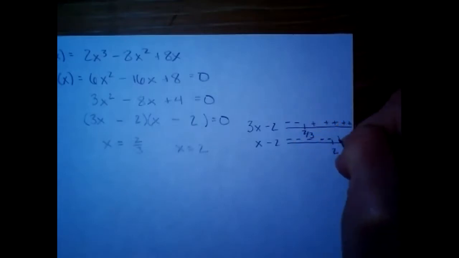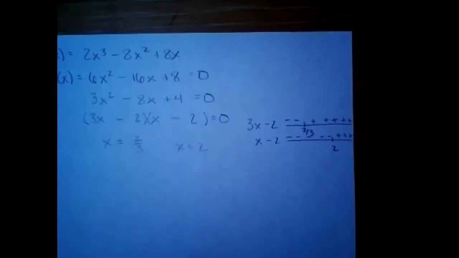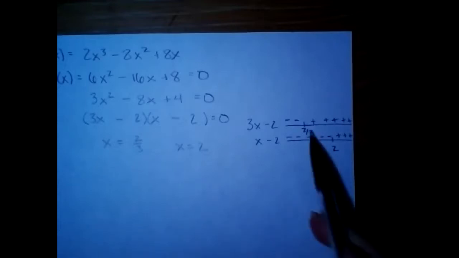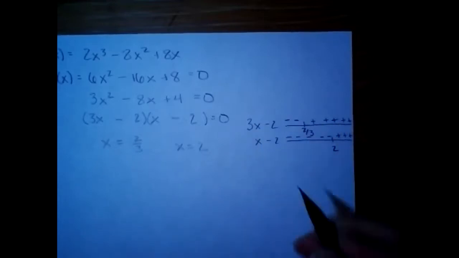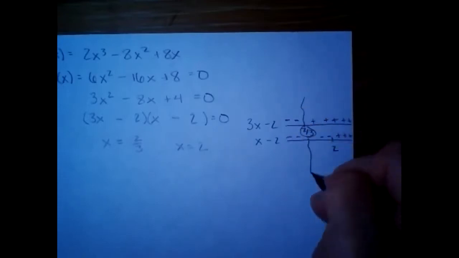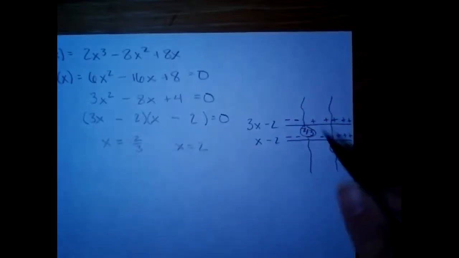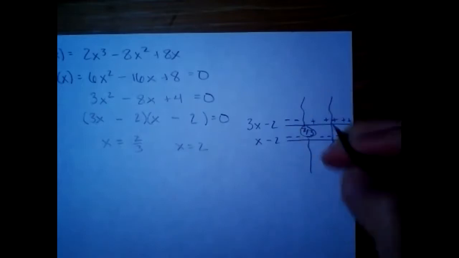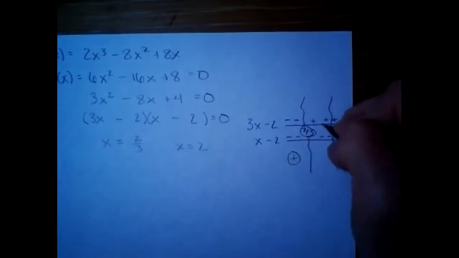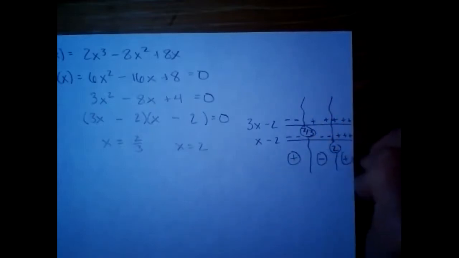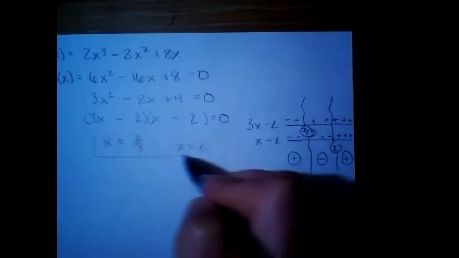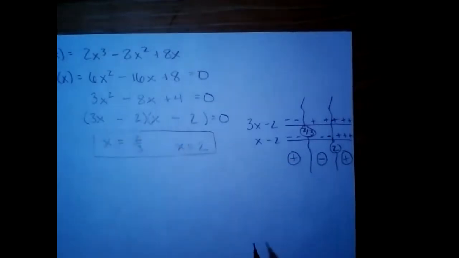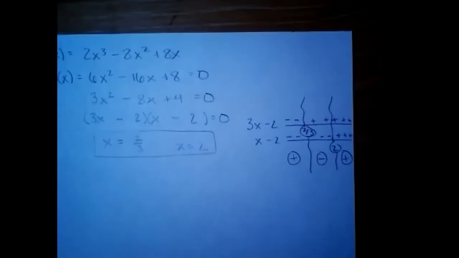And if that bothers you, you can always pick a test number. Pick a number to the left of 2/3, to the right of 2/3, plug it in and see what you get. If we split up our number line, here we have a negative times a negative, which will be positive. The middle section will be negative, and then this will be positive. So since they both have a change, they are both indeed inflection points. That was part D.